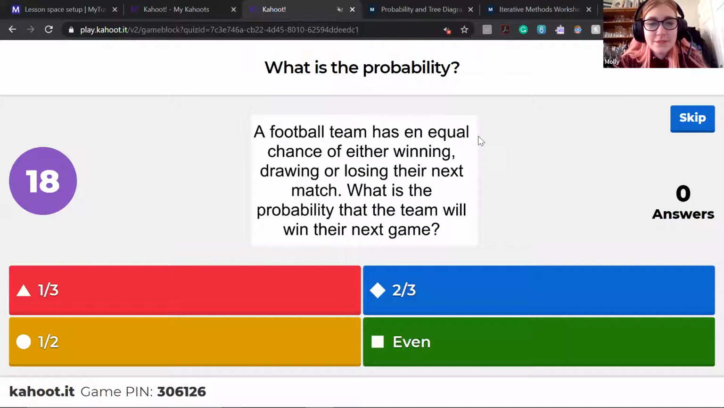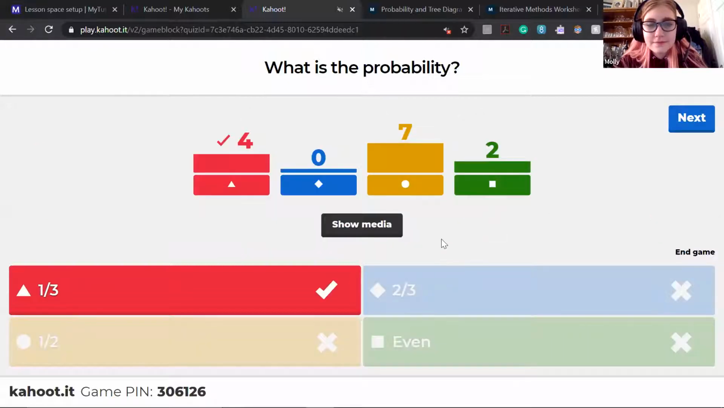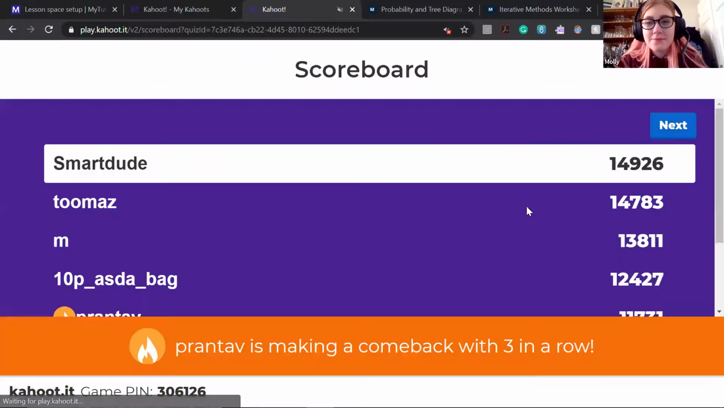Okay, what about this one? Interesting. Yeah. So the reason that this is the third is that there's 3 of them and it's equal. Like I said, I'll explain them properly at the end.